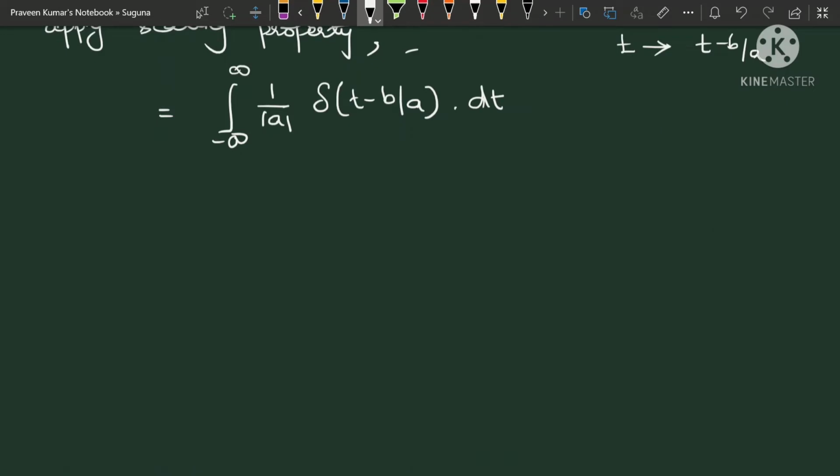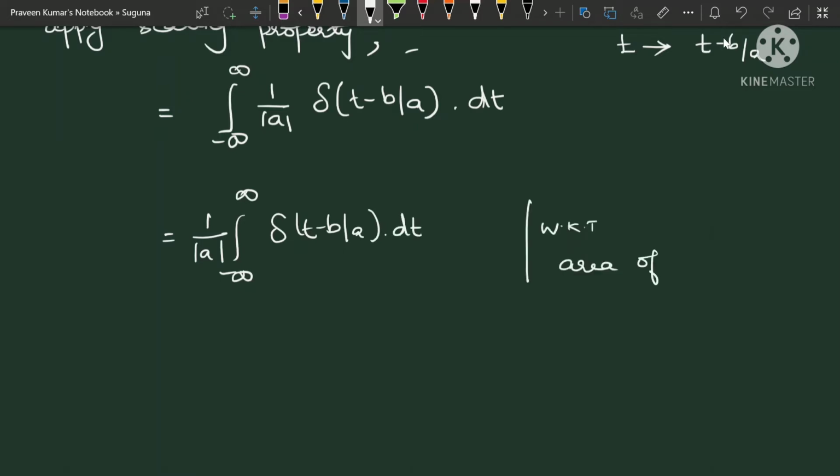Understood? So again this equation becomes integration minus infinity plus infinity. This 1 by modulus of a is the constant, right? You take 1 by modulus of a outside. The equation என்ன ஆகும்? Integration minus infinity plus infinity del of t minus b by a dt. Right? And we know that, right, area of impulse is equal to what? Integration over minus infinity plus infinity del of t dt is equal to என்ன? 1. Right? In place of t நமக்கு இங்கே என்ன இருக்கு? t minus b by a.